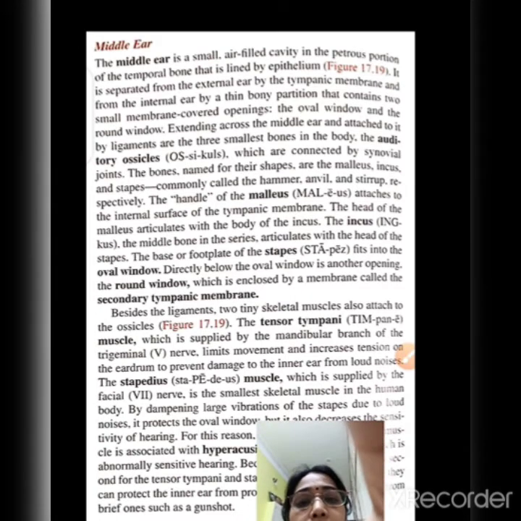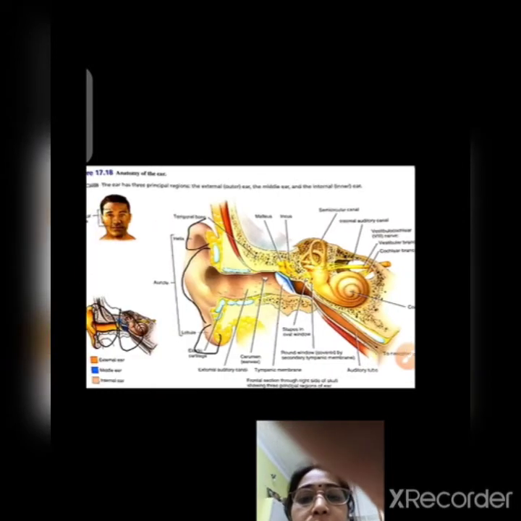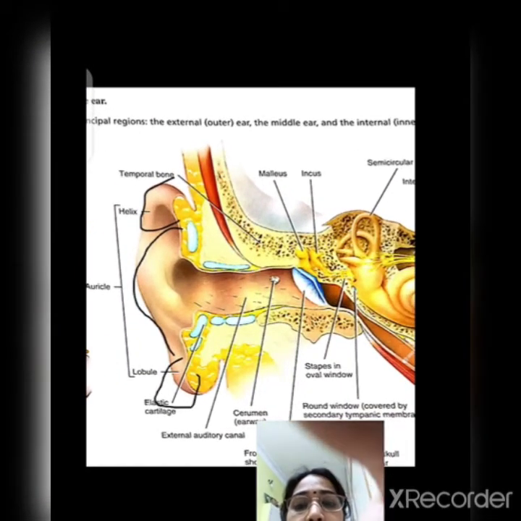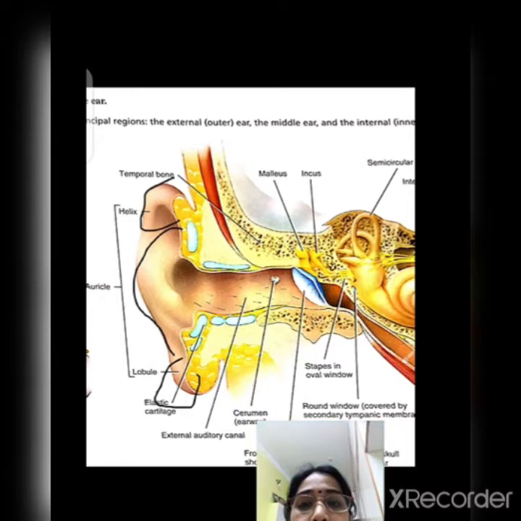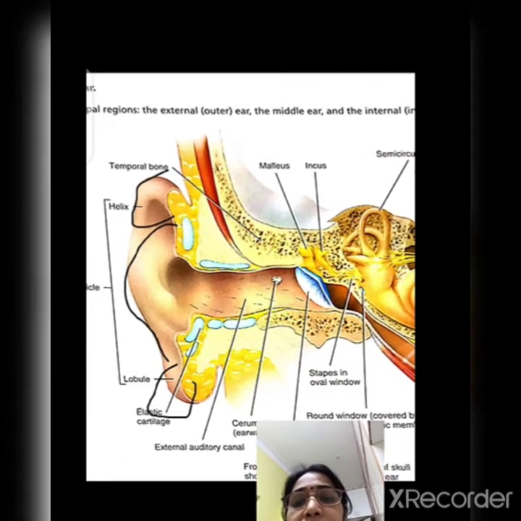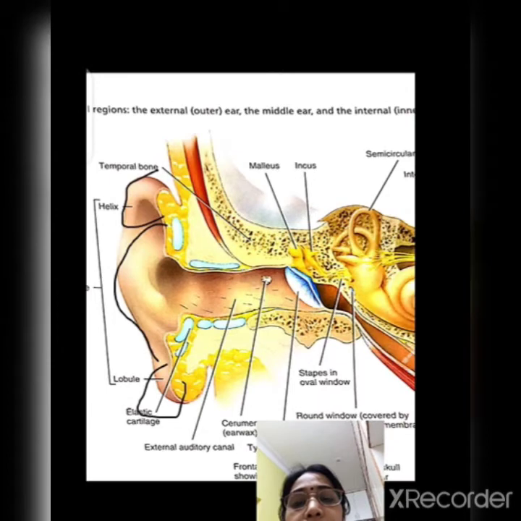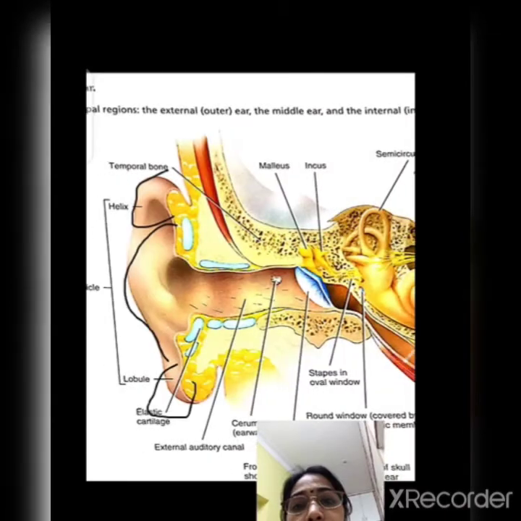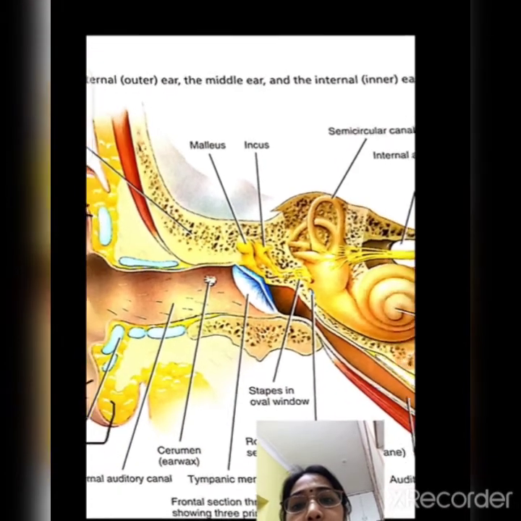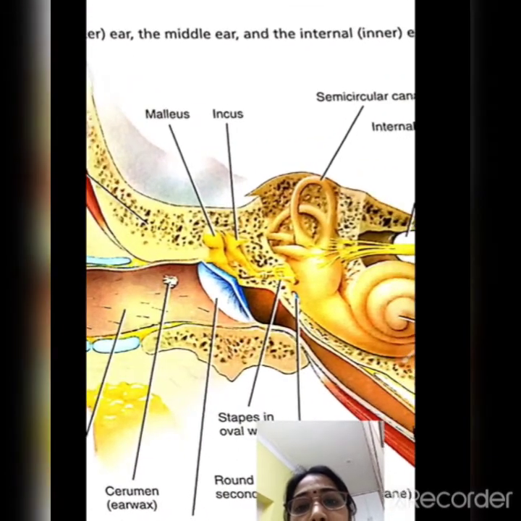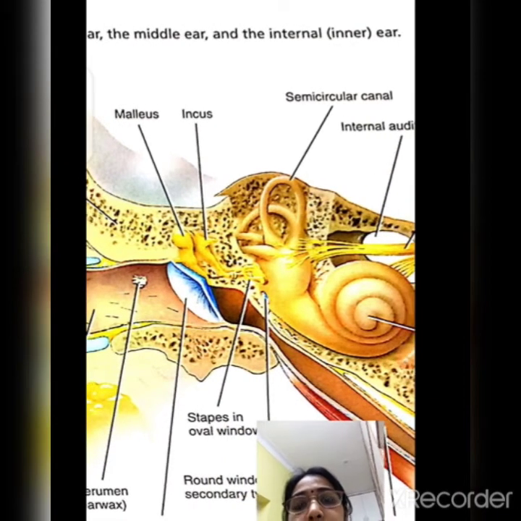Now I'll switch to the diagram of the ear, so that you can see the external ear here. See the external ear, the pinna, which is the helix, lobule and auricle, and this external acoustic meatus. Now there are three small bones you can see here: the malleus, incus, and the stapes. It is written here.